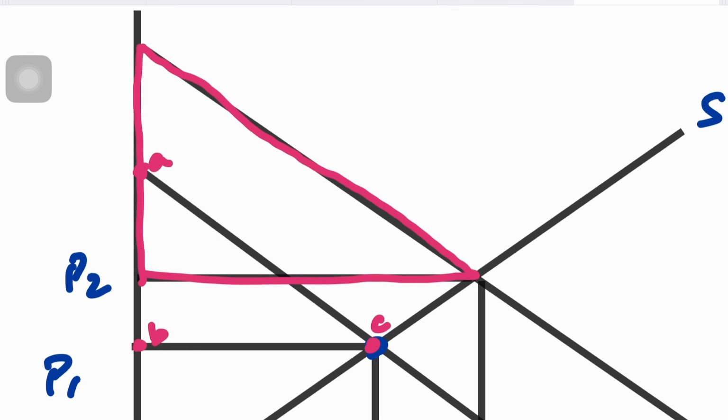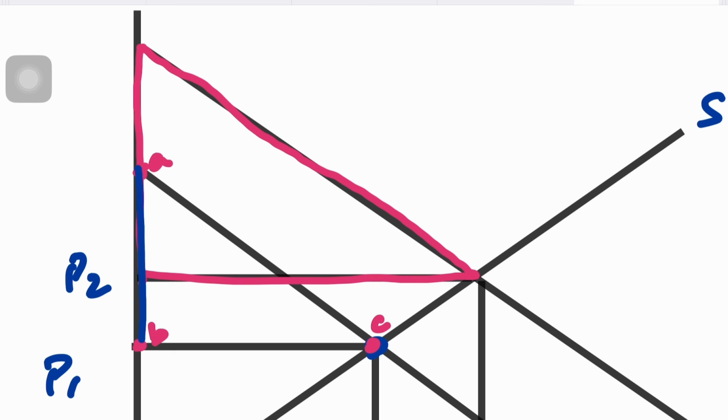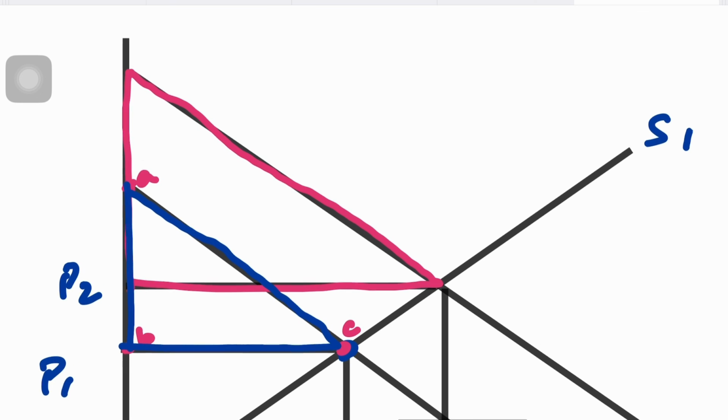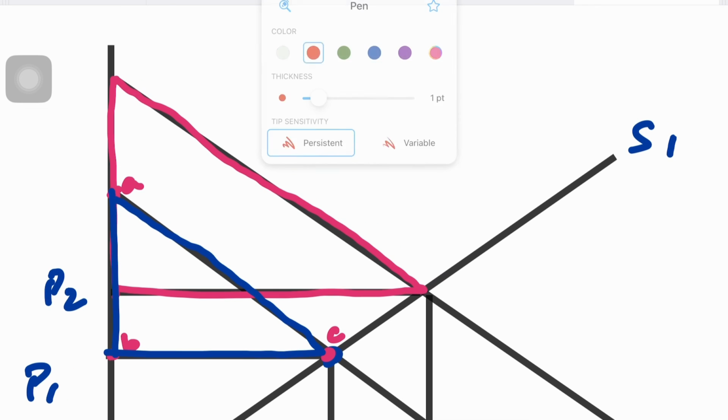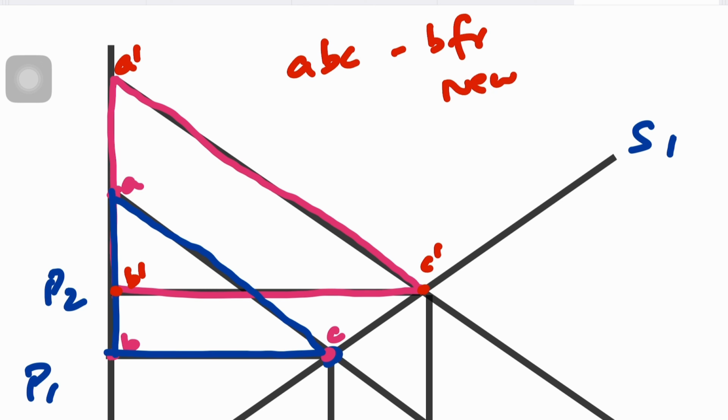Let me change the colors. So this triangle is obviously bigger than this particular triangle, right? And let me label this as well. Let's call this A prime, this B prime, and this C prime, right? So your initial consumer surplus was ABC. This was before, and now your new one is A prime, B prime, and C prime.